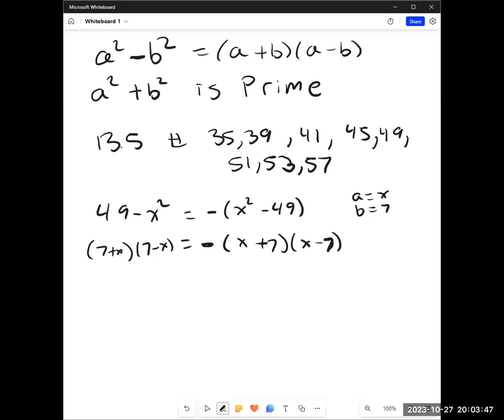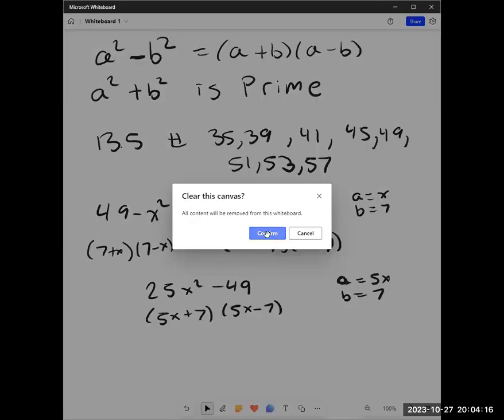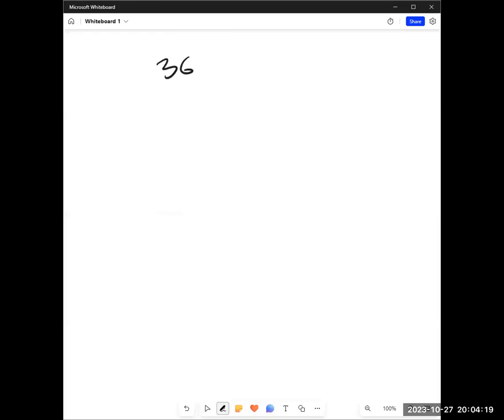All right. Now let's look at 25x squared minus 49. There's no GCF. So the square root of 25x squared is going to be 5x. Square root of 49 is going to be 7. This is 5x plus 7 and 5x minus 7. Check out this next one. 36x squared plus 1 is prime because it's a sum of squares and it can't be factored.